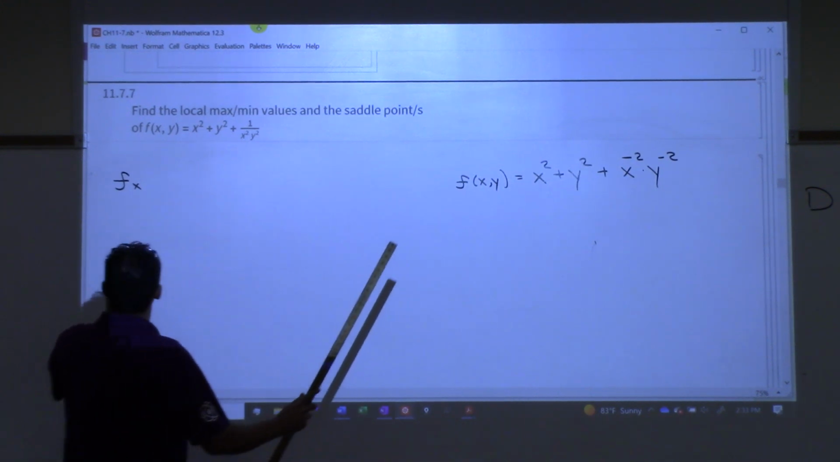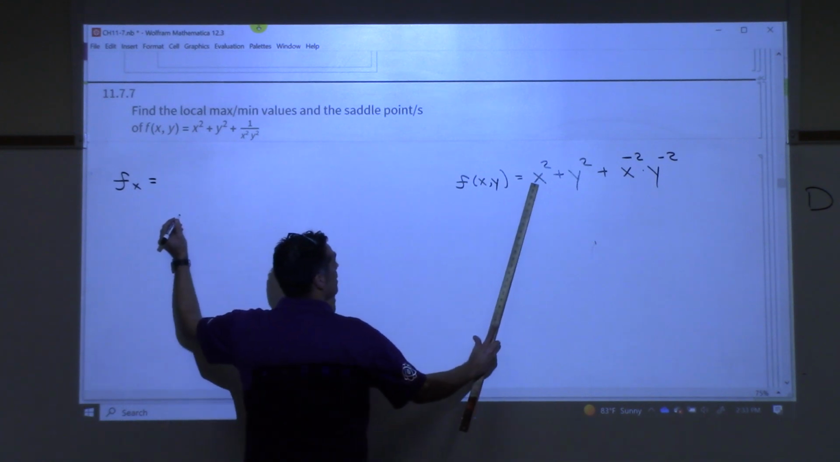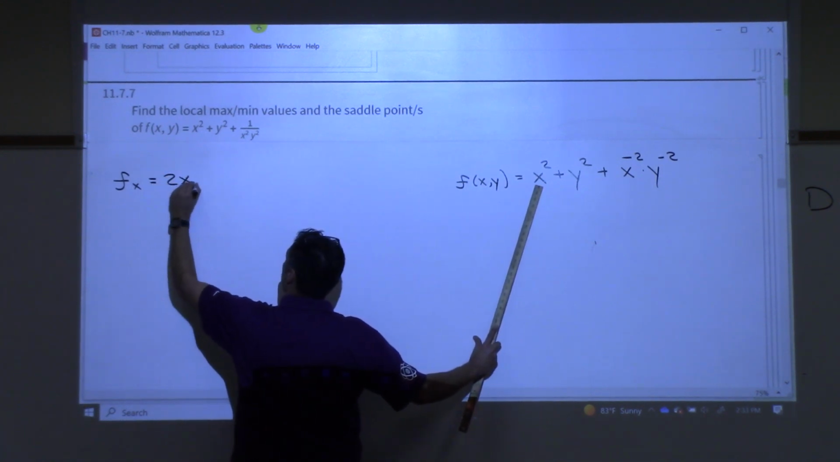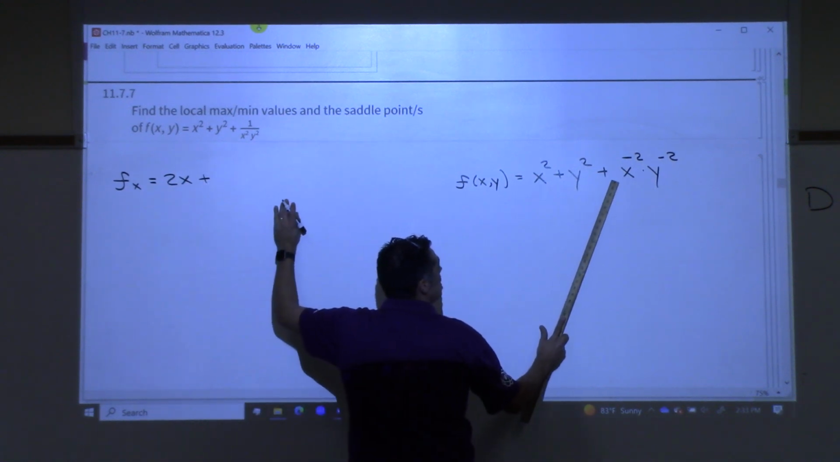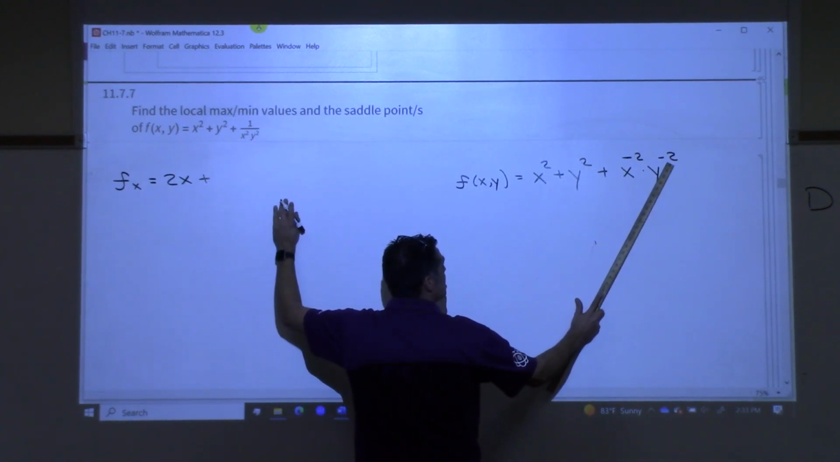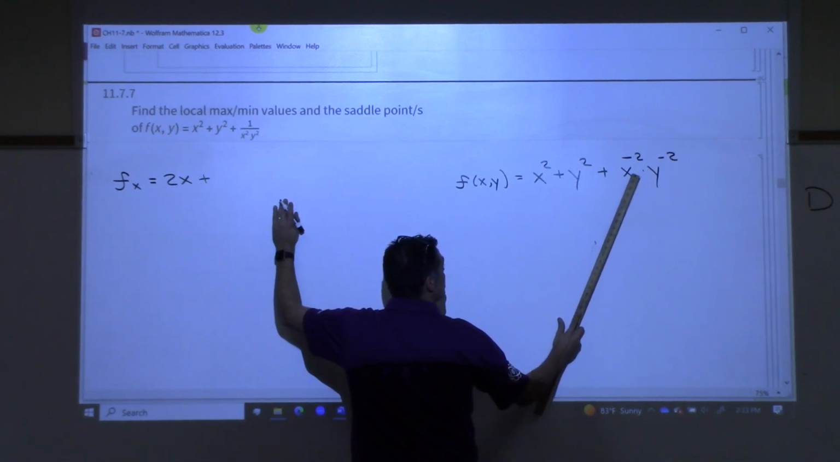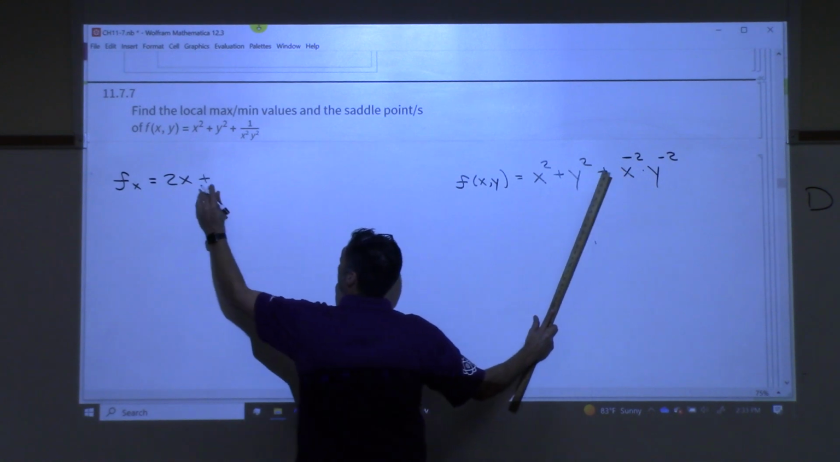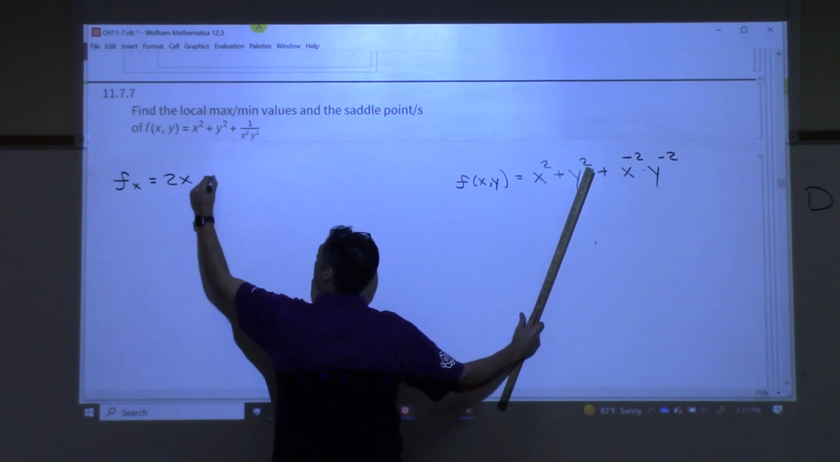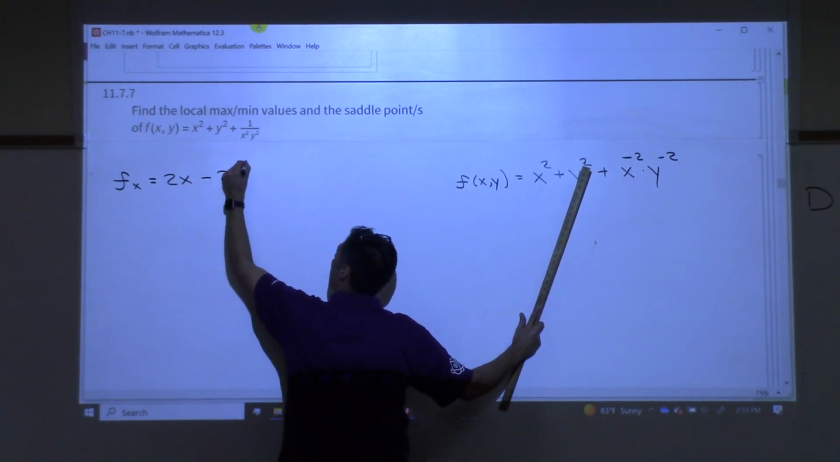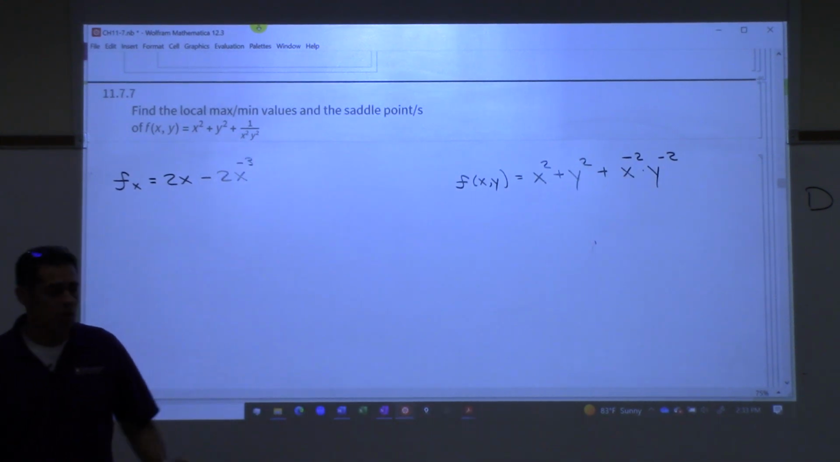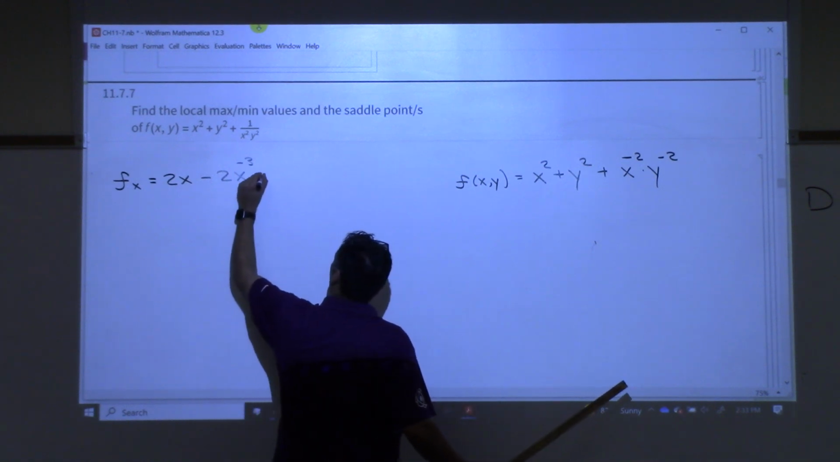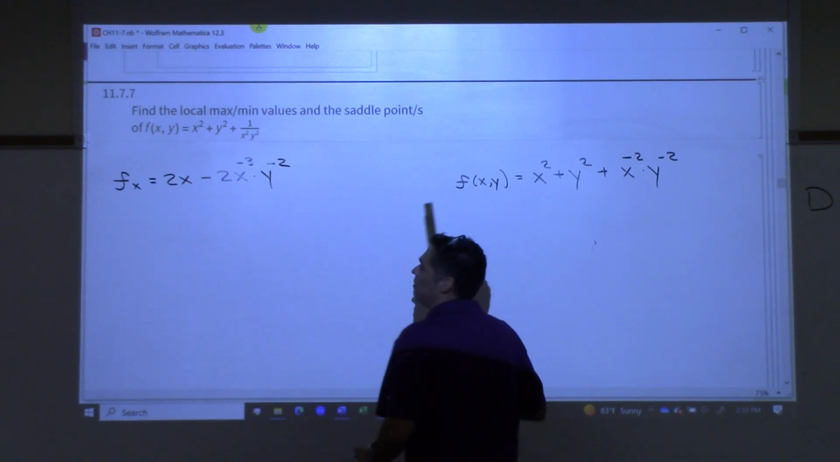So if I do the partial with respect to x, I get 2x here, right? Plus the derivative of that, 0. And then here, the y to the negative 2 is a constant, right? Because I'm differentiating with respect to x. So I just need to take the derivative of this. That'll give me, actually I'm going to make it a negative 2x to the negative 3, because power rule, we have to bring the power down, subtract 1 from the power, and then like I said, the y to the negative 2 just comes for the ride. Yeah?